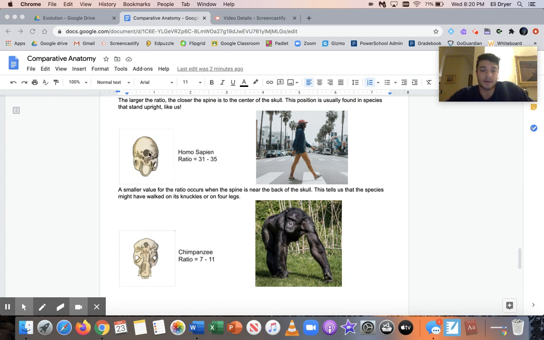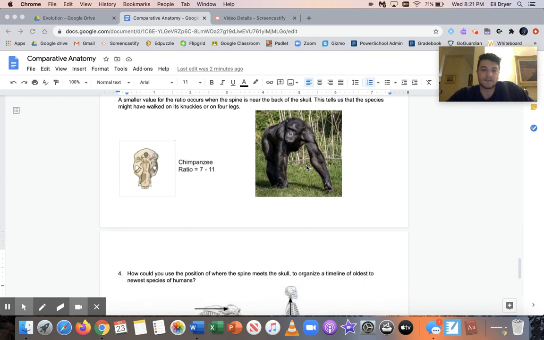Well, why does that matter? Well, because we know from a bunch of different evidence that if the spinal opening is near the back of the skull, that animal walked on all fours. But if the spinal opening is in the middle of the skull, that animal walked on two legs.